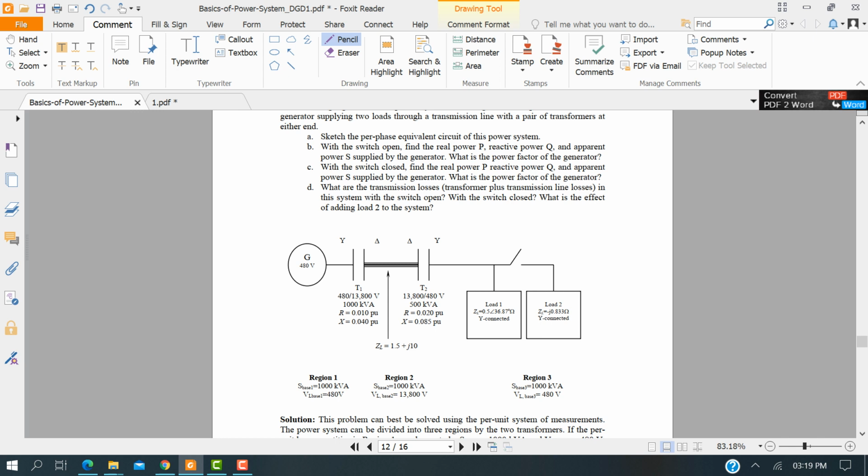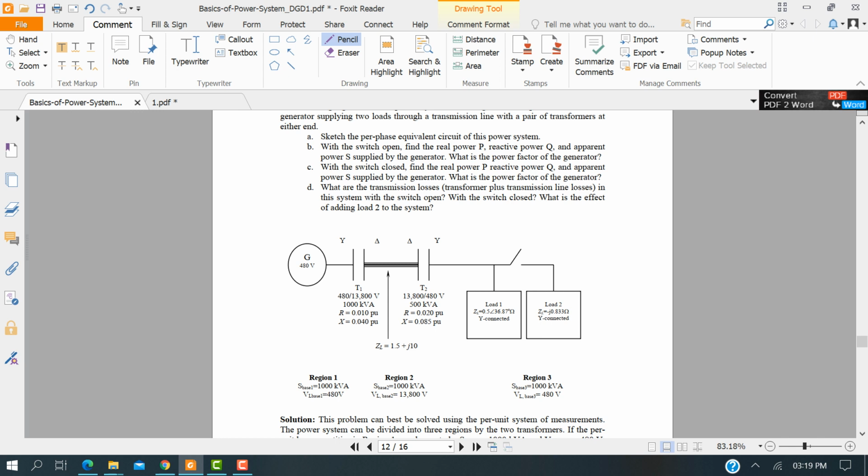Here is the generating unit. This is a 480 volt generator, and there is a step up transformer. You see 480 volt to 13.8 kilovolt, so definitely it's a step up transformer. The kVA rating is given, and the resistance and reactance per unit values are already given. Then there is the transmission line, whose actual impedance is given over here, and this transformer is actually step down. You see here 13.8 kilovolt stepping down to 480 volt, and the kVA rating is just half of that.